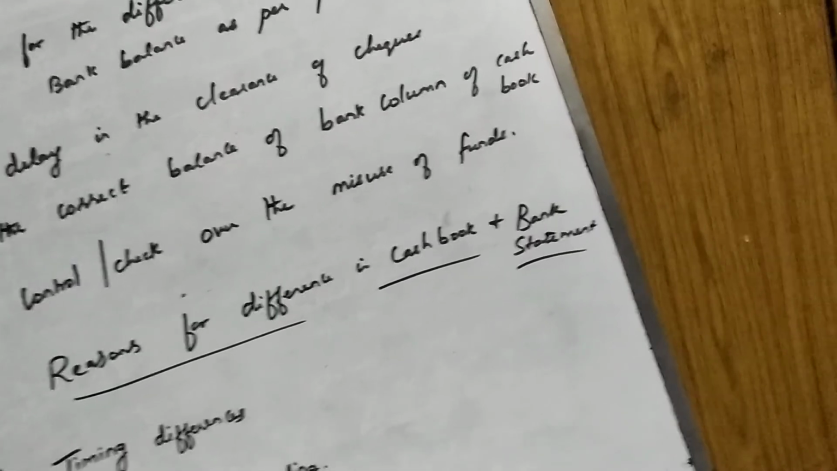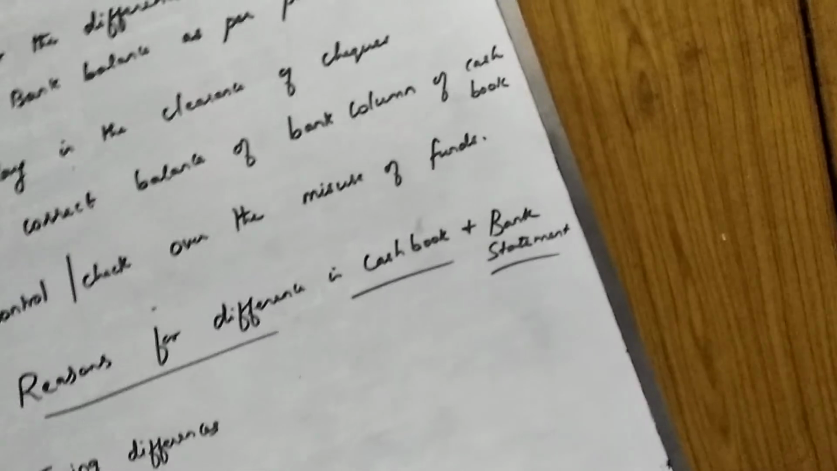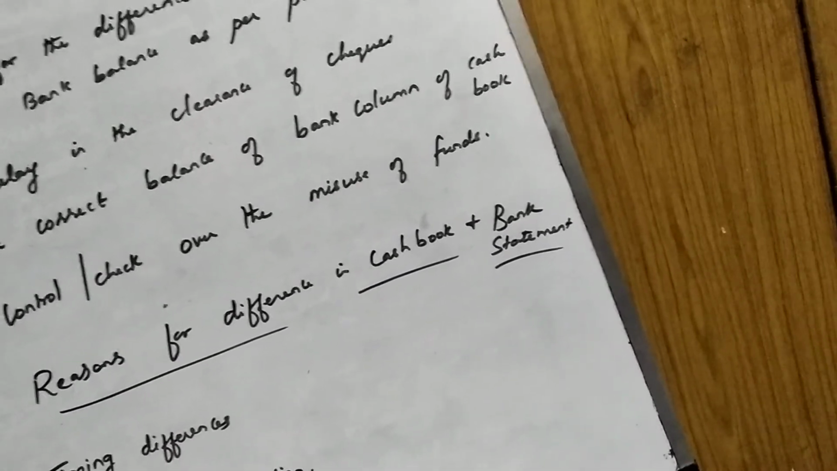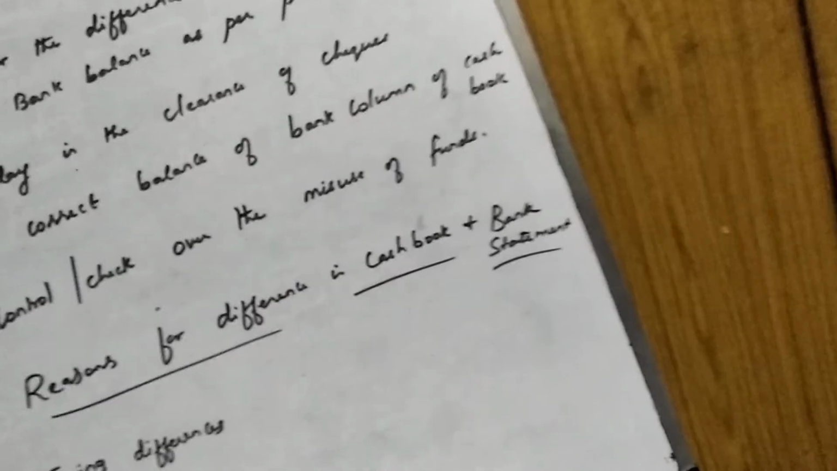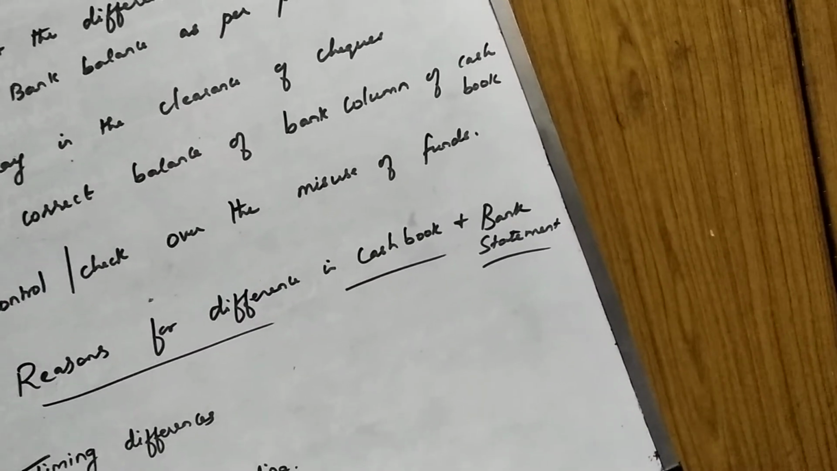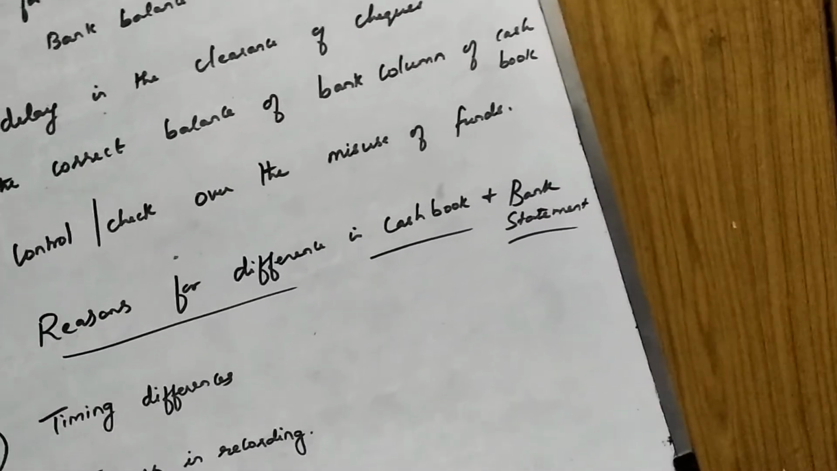Wrong debit. And vice versa, instead of crediting another person's account, they have wrongly credited your account. It has been added to your account. Again, there is a mistake. These are all due to errors committed in recording of the transactions by the bank.